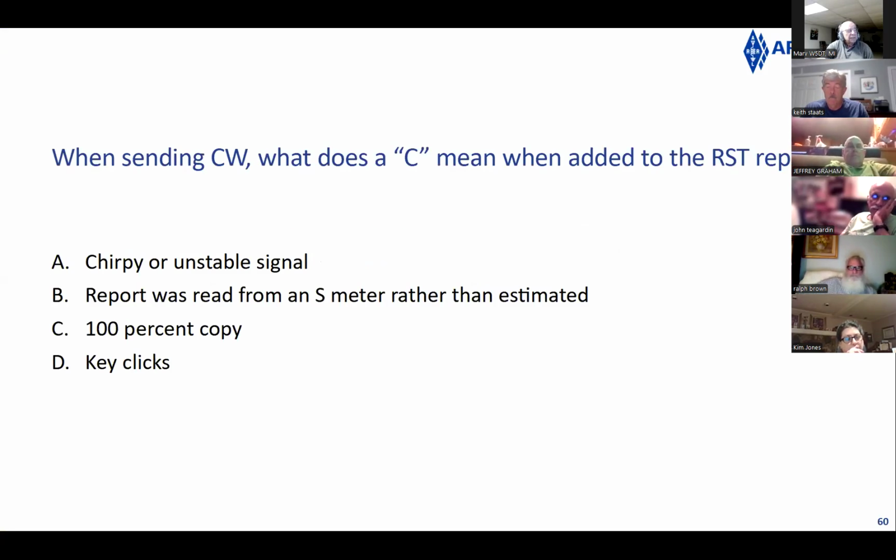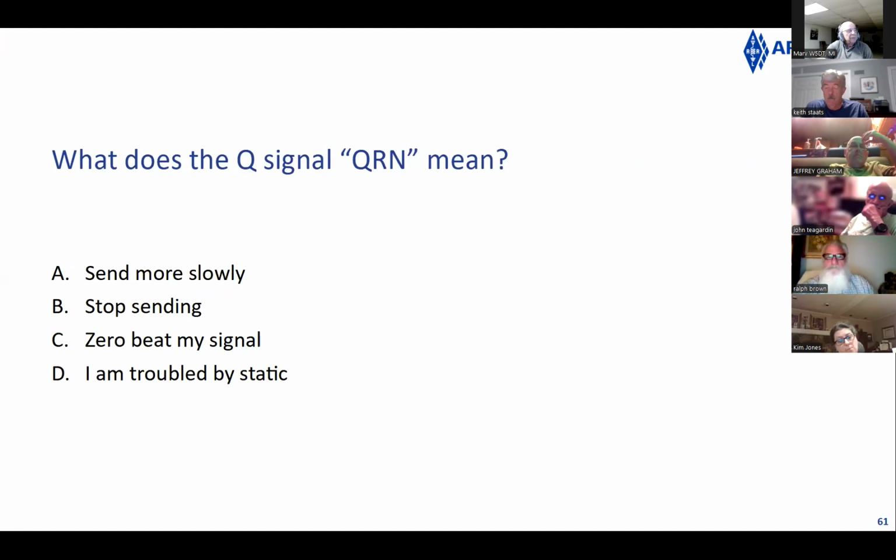Well, here are some practice questions. When sending CW, what does a C mean when adding to the RST report? A, chirpy or unstable signal? B, report was read from an S meter rather than estimated. C, 100% copy. D, key clicks. A, alpha. Yeah. Chirpy or unstable signal.